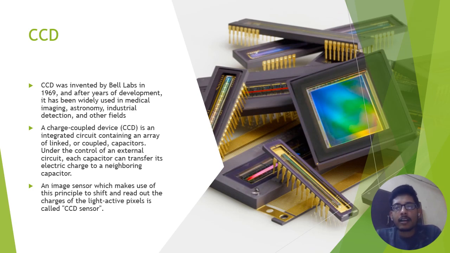A CCD, a charge coupled device, which is the full form of CCD, is an integrated circuit containing an array of linked or coupled capacitors. Under the control of an external circuit, each capacitor can transfer its electric charge to its neighboring capacitor. So basically we can say that an image sensor which makes use of the principle to shift and read out the charges of the light active pixels is called a CCD sensor.